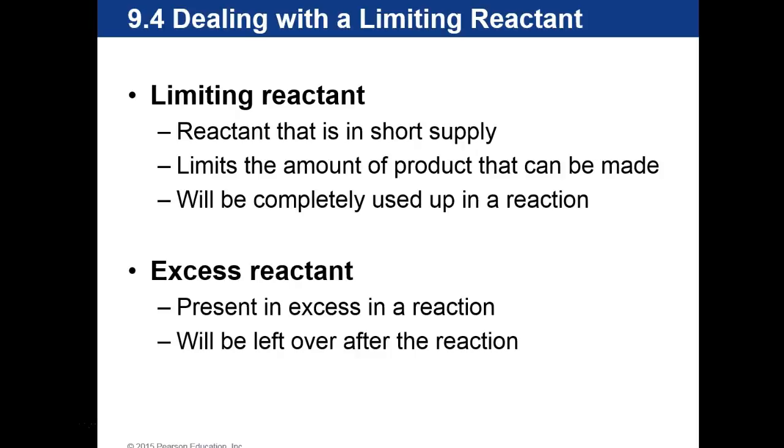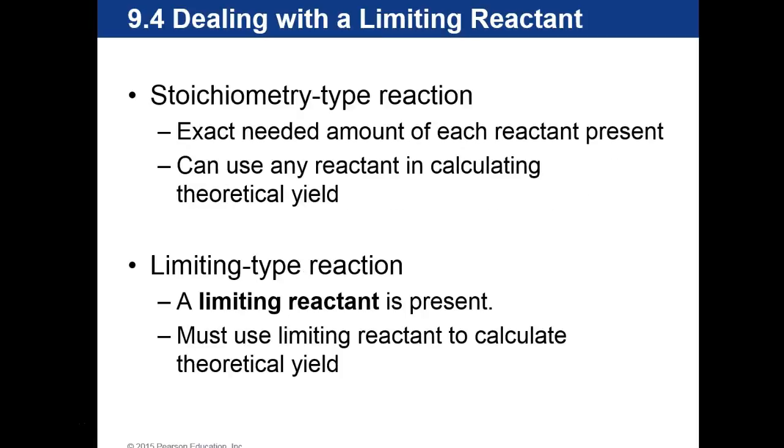Next, we're going to talk about limiting and excess reactants. The limiting reactant is the reactant that's in short supply. This limits the amount of product that can be made. It will be completely used up. Excess reactant is just as it sounds. It's present in excess in the reaction. It's going to be left over. In a stoichiometry type reaction, it's the exact amount needed for each reactant present.